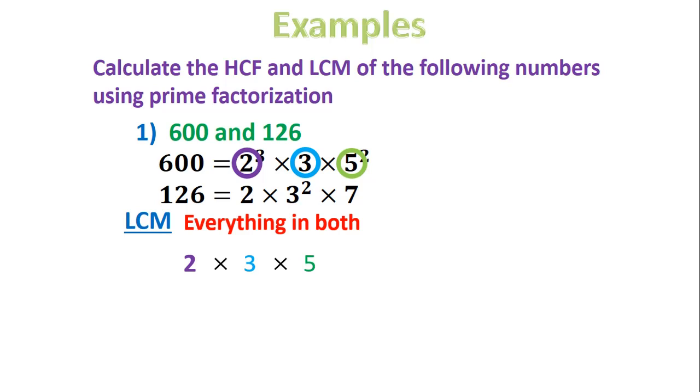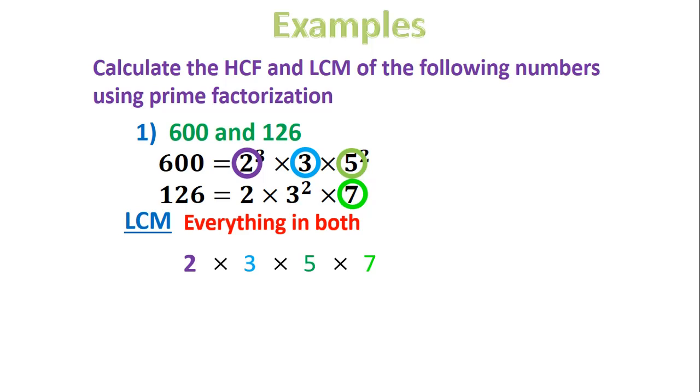If we look in the next line, or 126, there's already a 2 there, there's already a 3, and the last thing is a 7, and so it's times 7. Can you see that we have every base represented there? A 2, a 3, a 5, and a 7.